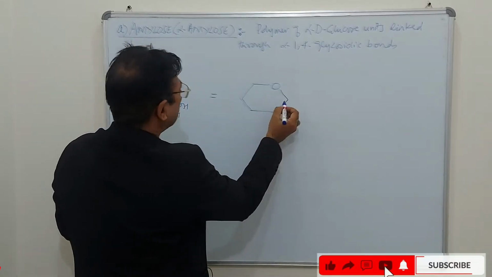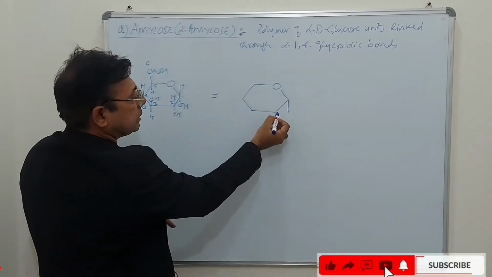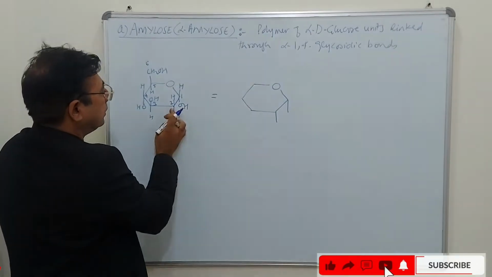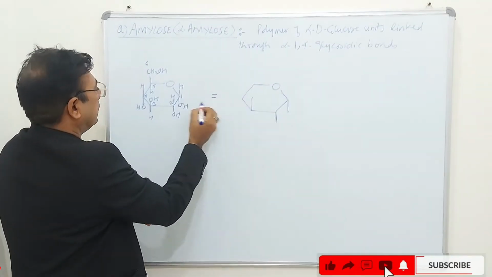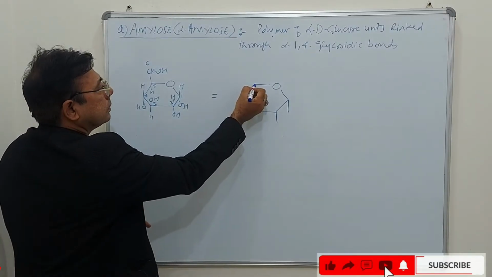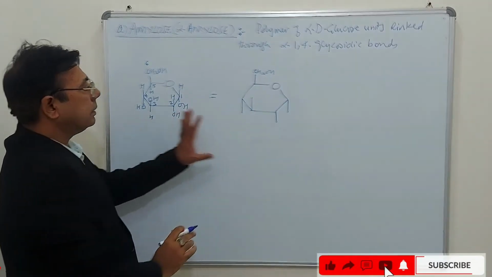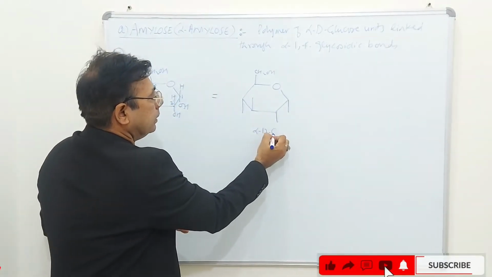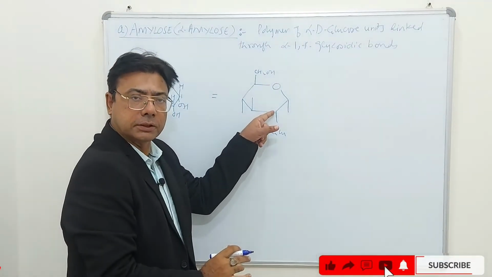In shorthand notation, we'll just draw the side towards which OH is there. So on position 1 we'll just draw this line, on 2 we'll draw this line, on position 3 we'll draw this line, on 4 OH is on this side, so we'll draw this line, and on 6th position this is CH2OH. So whenever we are to draw alpha D glucose, we'll use this shorthand structure.